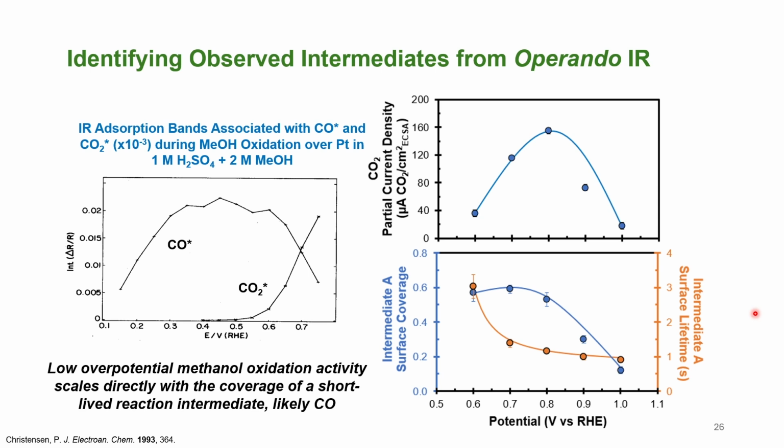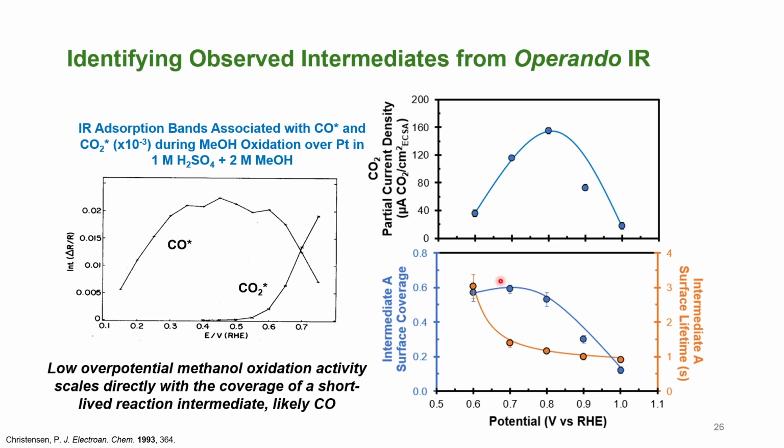So now that we have our data, this is not a technique that's coupled with IR at this moment. So we just need to use literature to identify what these intermediates are, because that's something that we can't accomplish yet. So we looked into literature, and we see that the low potential methanol oxidation wave, which is this CO2 partial current density, essentially scales really nicely with the integrated band intensities of adsorbed CO.